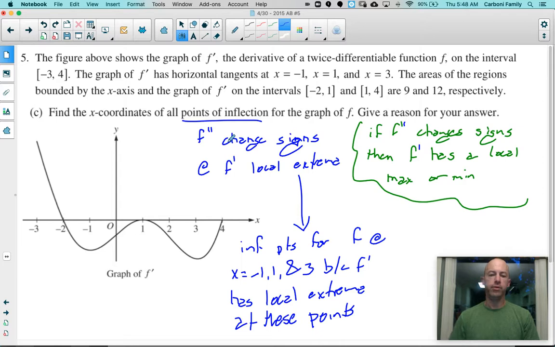So for inflection points, you can look for the second derivative to change signs, or you can find local extrema in the first derivative, and that's what we did in this case.